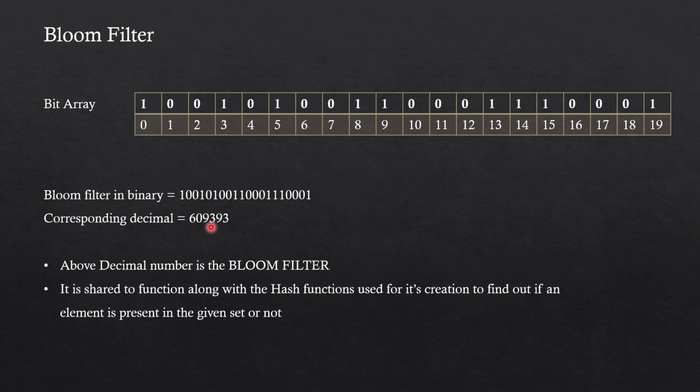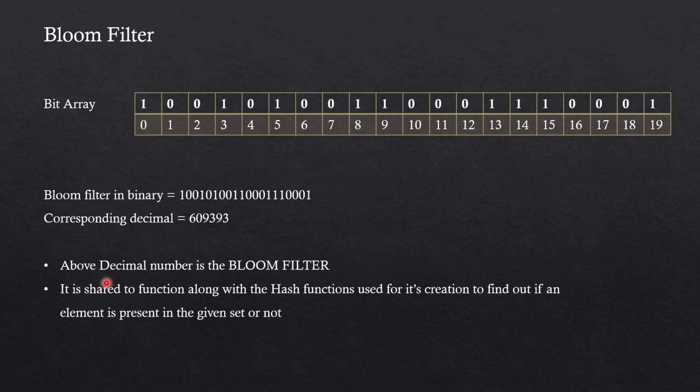And now how will we use it? Suppose we have a function where we want to find whether something is present in the list or not. There we require all the hash functions that were used to create this bit array. In the previous example we saw that three hash functions were used to create this bit array. So if we want to decode it, we need all those three hash functions, and we also need the Bloom filter. And the Bloom filter is nothing but this decimal representation of the bit array.